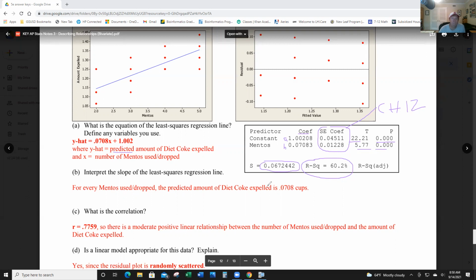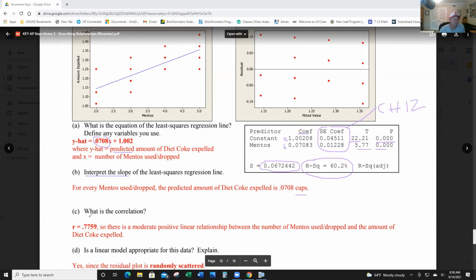Okay. Interpret the slope. We've done this a lot. Here's the slope right here. It's a for everything. For every Mento used or dropped, the predicted amount of Diet Coke expelled is 0.0708 cups. You gotta get the unit on this. It's cups.